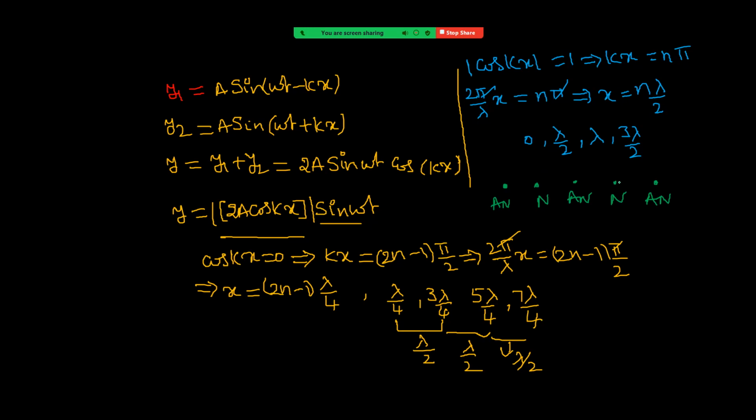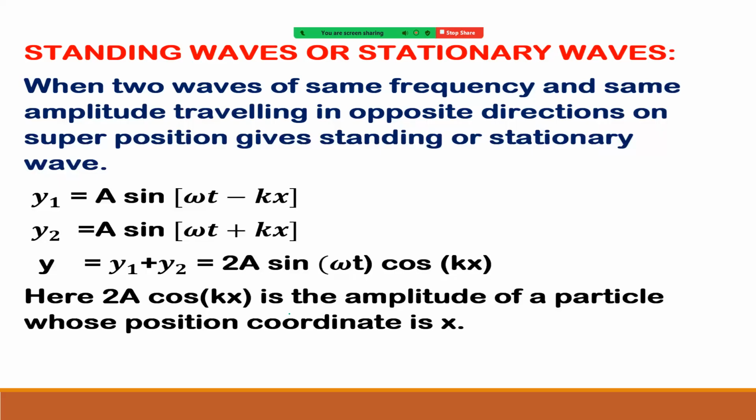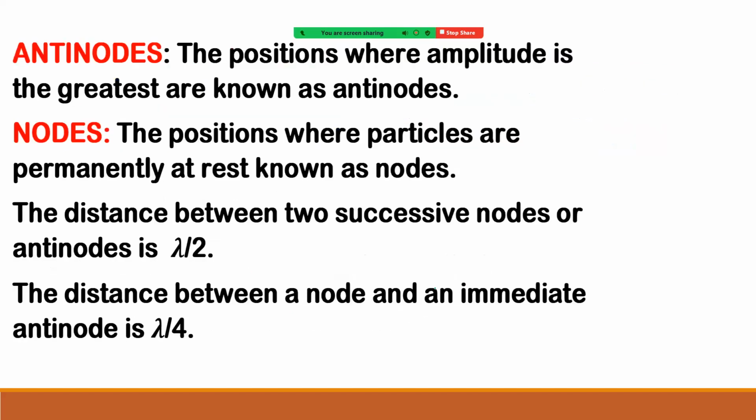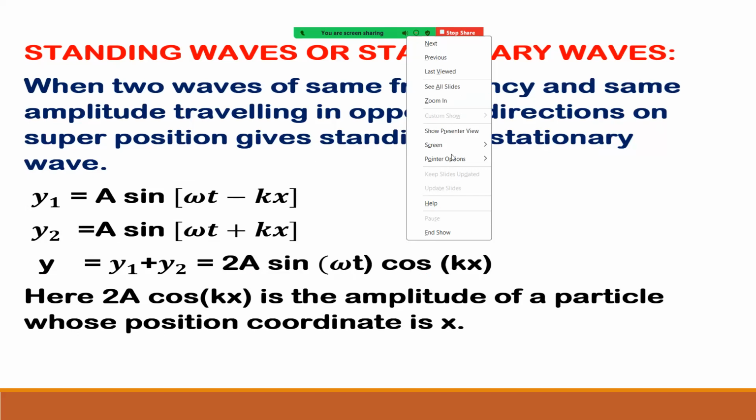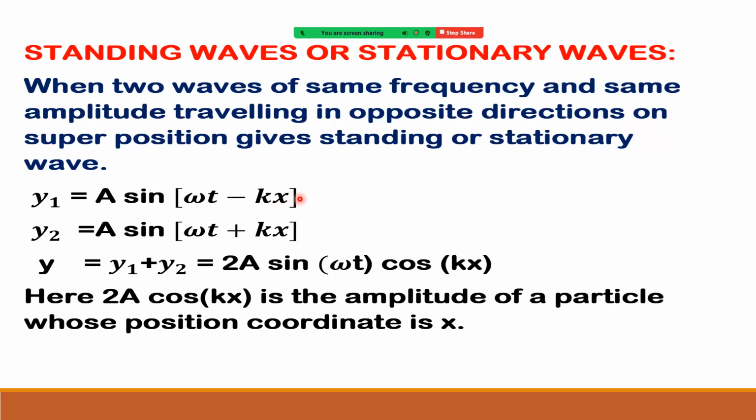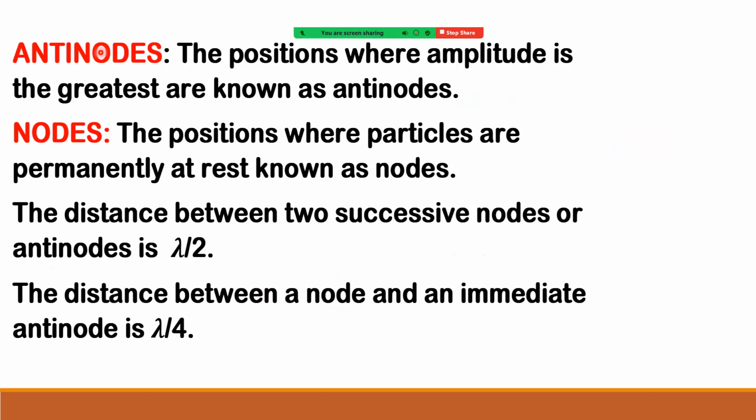Okay. Right. You can take these notes here. See points once here I have written. So we have taken equations here. Y1 plus Y2. Here 2a cos kx is amplitude of the particle. In fact, here you have to consider modulus value because amplitude can never be negative. So we take modulus of cos kx.